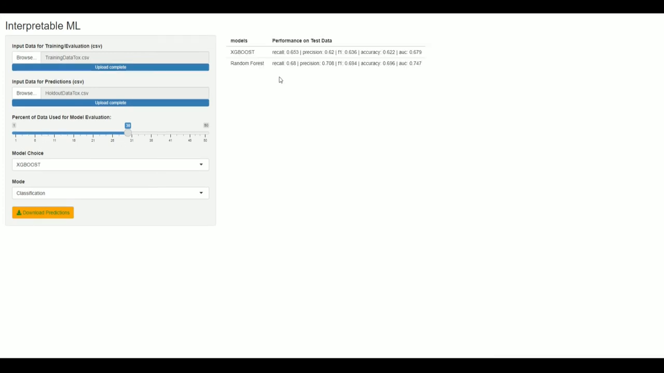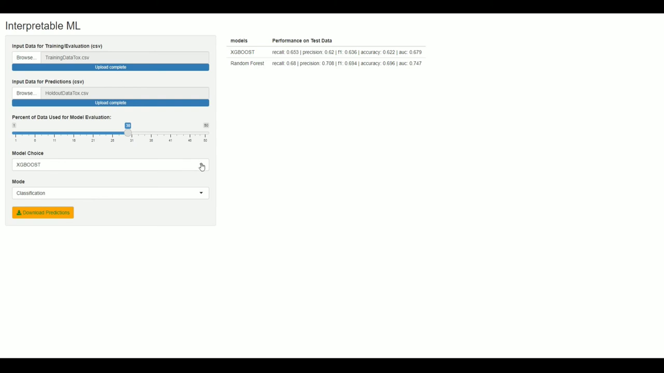Now that the models have finished running in the background, in this case for our classification problem, an XGBoost model and a random forest model, we can evaluate how they did on the test data, the 30% held out from the trained data. With these metrics, we're looking for higher numbers representing better performance, and we can see in this case that the random forest had the higher area under the curve, AUC, at 0.747 relative to XGBoost at 0.679 on the 30% held out from the trained data.